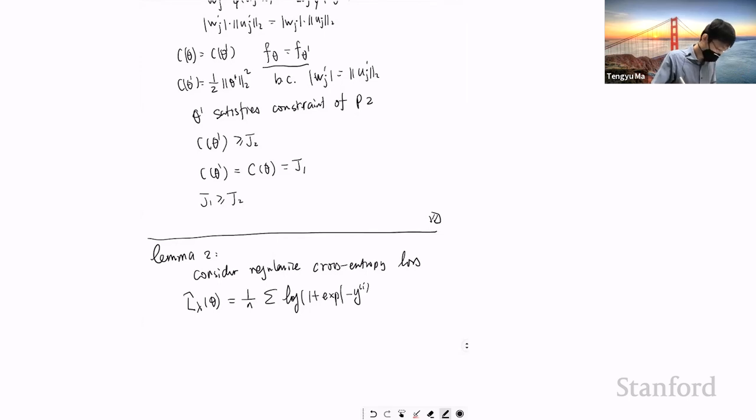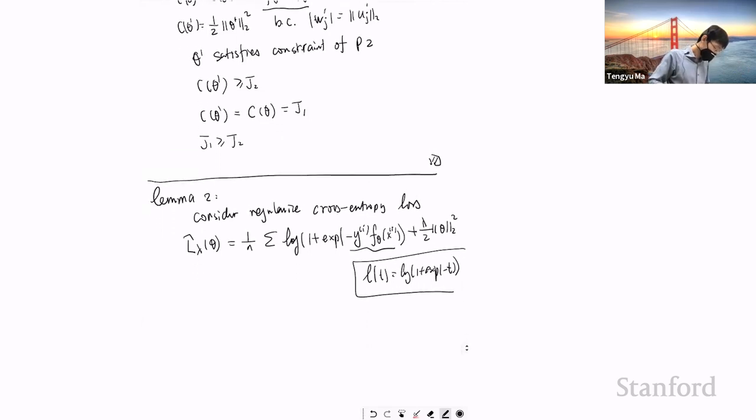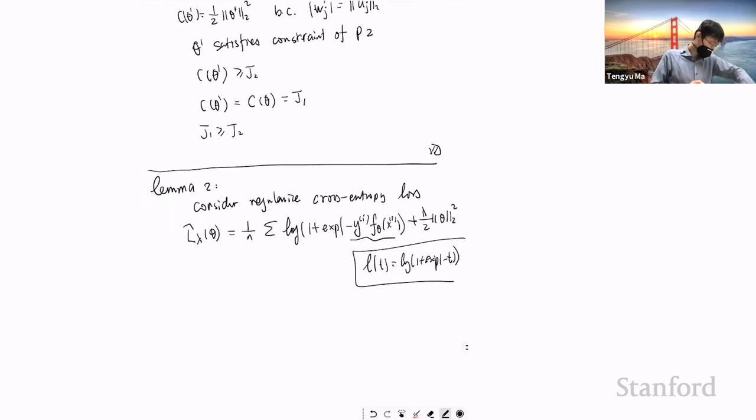This is the loss for logistic regression, right? You have y_i times f_theta(x_i). So this is the input, and the loss is the log of 1 plus exponential of minus t. This is the logistic loss. And you add some lambda times the L2 regularization. Suppose you do this, and let theta hat lambda be the minimizer.